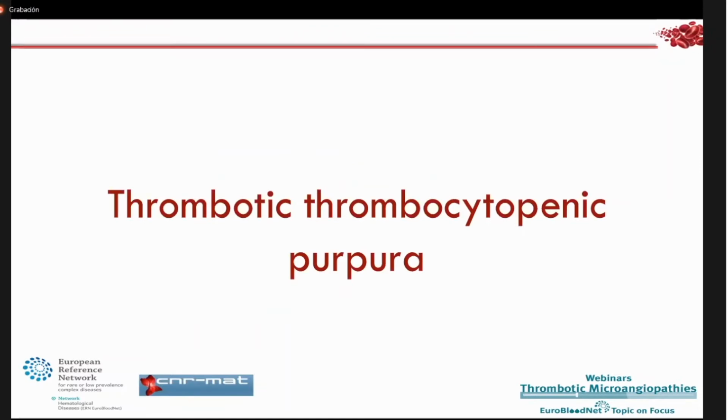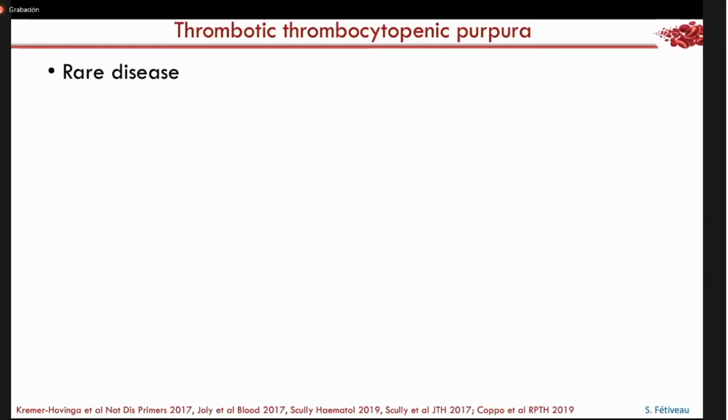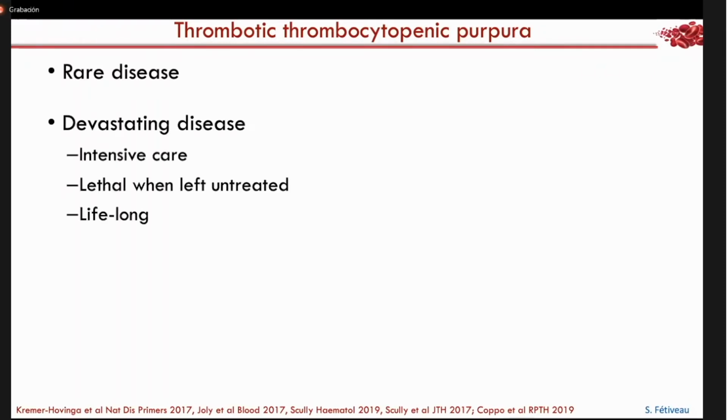So first, a brief introduction of thrombotic thrombocytopenic purpura. I'm sure you all know this, but just to highlight what we see in TTP and what we expect in an animal model. TTP is a rare, or ultra-rare, disease. It is a devastating disease because patients end up in intensive care when they have a TTP bout. The disease is lethal when left untreated, and it is a chronic disease. So patients suffer lifelong from TTP as there is no cure for TTP.